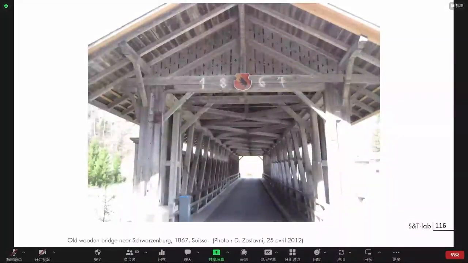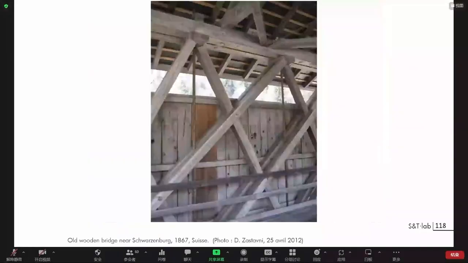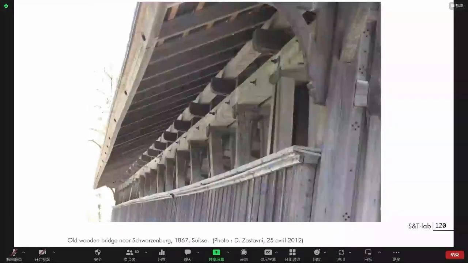So this is another example coming from Switzerland, and what's very interesting is that you have a kind of lattice structure, and this lattice structure, with its connections, lowers the length that could buckle. That's a very clever way to assemble several elements, and we'll be discussing this kind of structure in the example that follows.